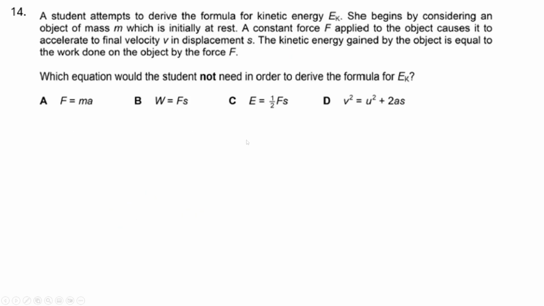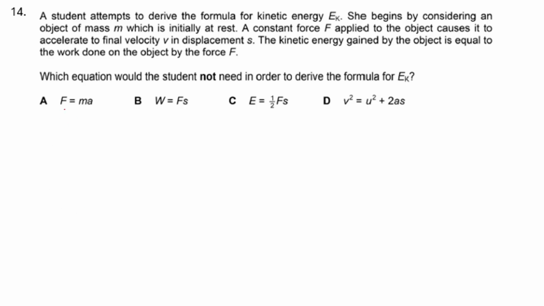Okay, so number 14, a student attempts to derive the formula for kinetic energy E_k. She begins by considering an object of mass m which is initially at rest. A constant force F is applied to the object, causes it to accelerate to final velocity v and displacement s. The kinetic energy gained by the object is equal to the work done on the object by the force F. Which equation would the student not need in order to derive the formula for E_k?